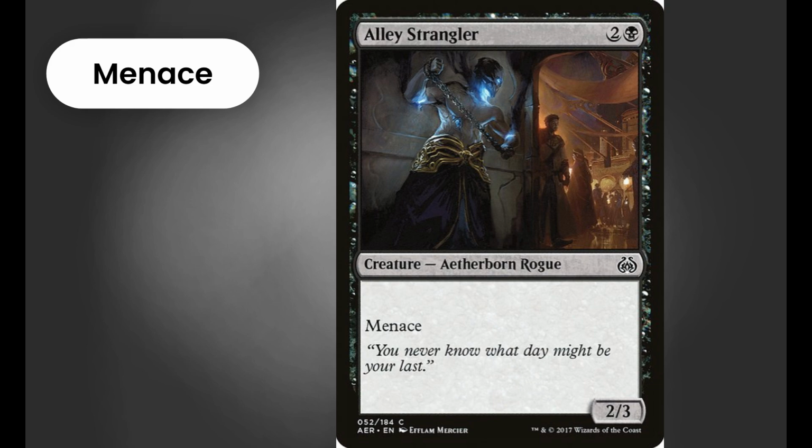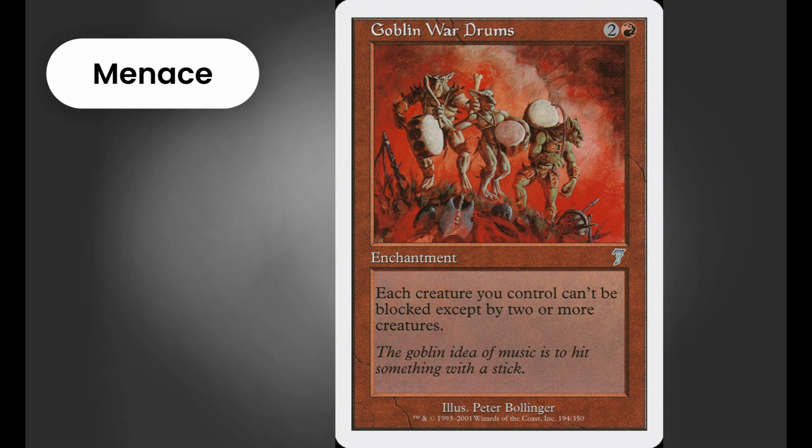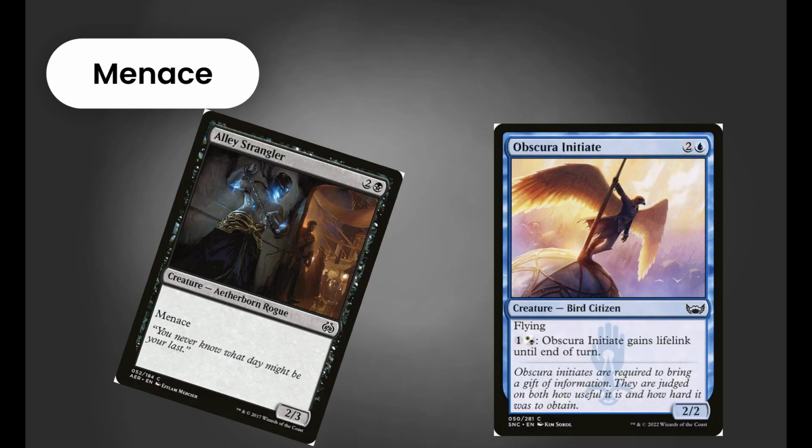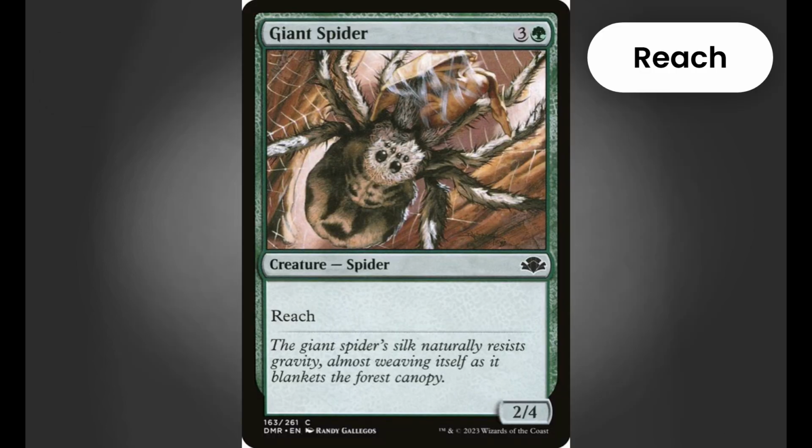The next is another simple evasion keyword, Menace. A creature with Menace cannot be blocked unless 2 or more creatures are assigned to block it. If the defending player only has 1 creature, they're not able to block a creature with Menace. Simple and clean.